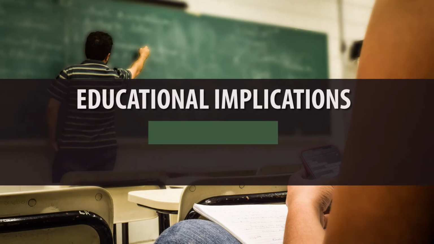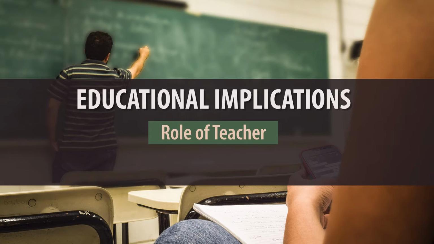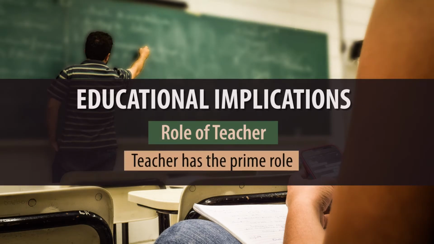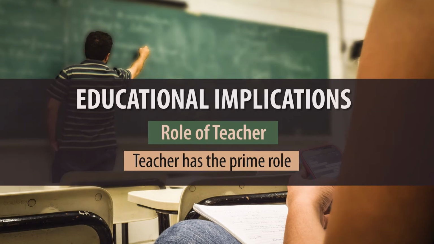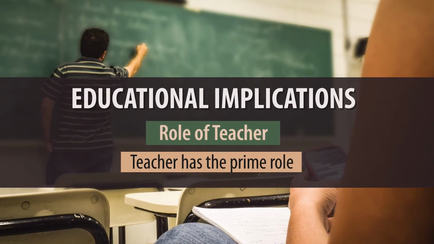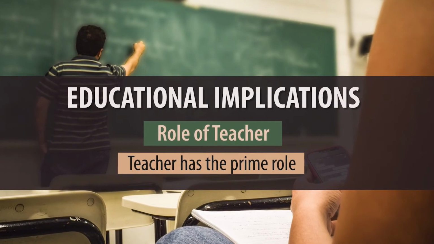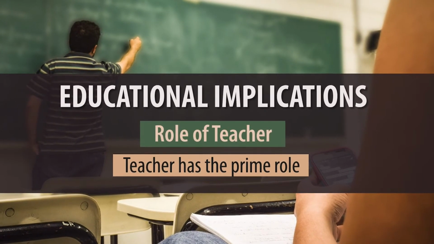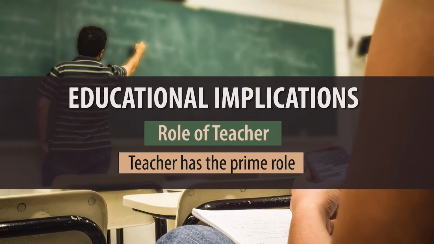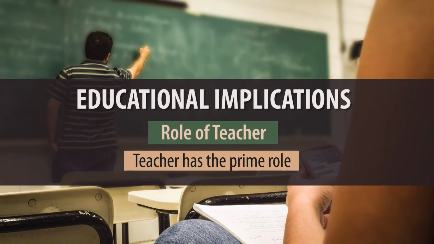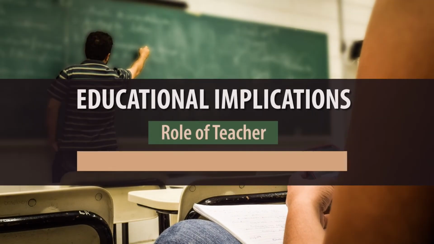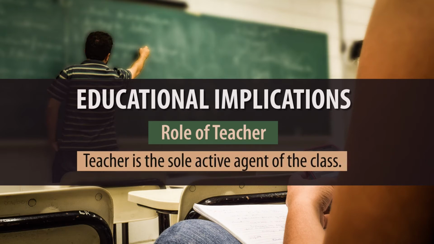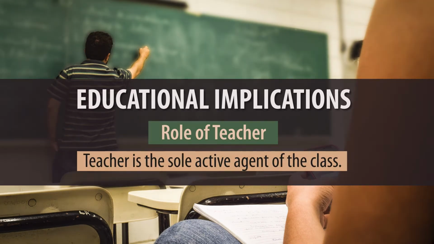Next is the role of the teacher. At this level of teaching, the role of the teacher is very important because he attains authority, he exercises firm and centralized control. He plans the instructions, he plans the programs, he manages the classroom activities, he directs and controls student learning. He is the sole active agent of the classroom. So the whole activity, planning, execution, evaluation, everything revolves around the teacher.